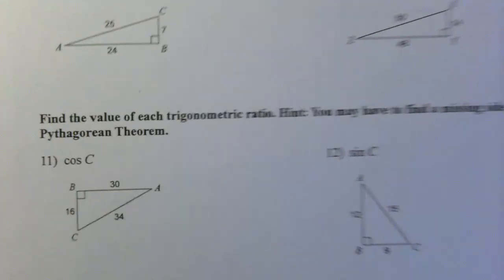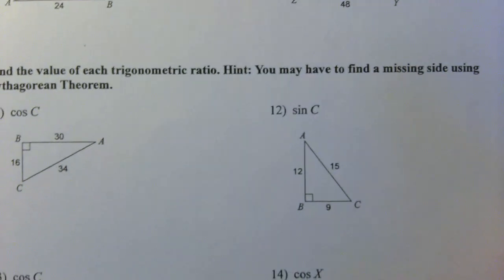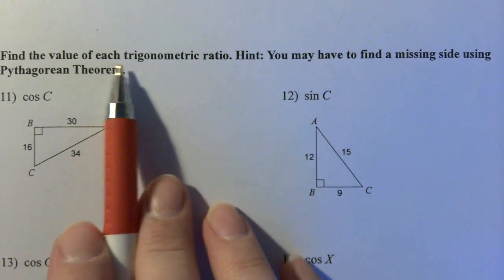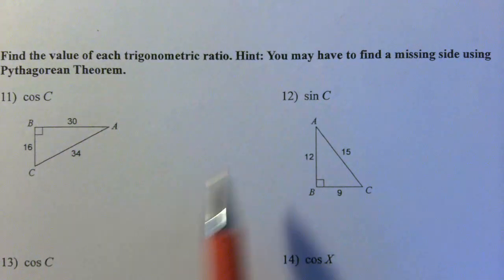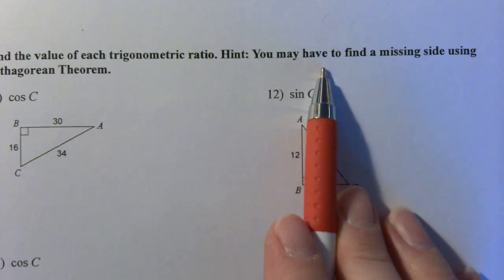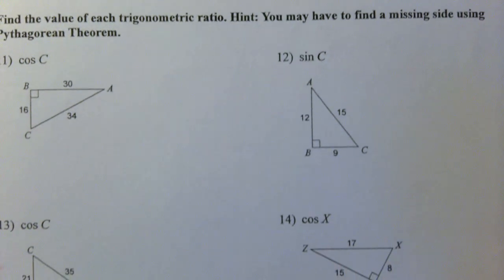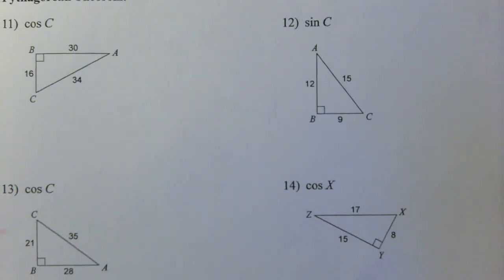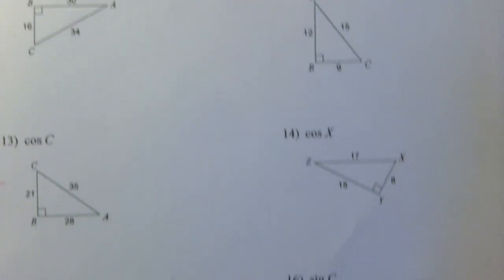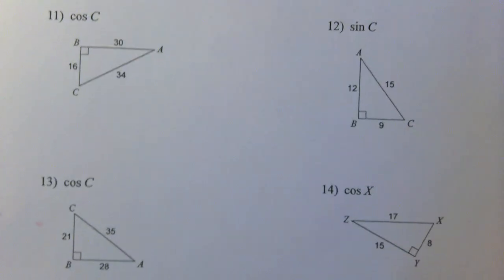Now eventually we're going to find this, and we're going to use the inverse to find what the measure of the angle is. Right now we're focusing on this. Okay, flip it over. Now, I looked at this and I realized that there's no problems like this. It says find the value of each trig ratio, which is the same as the front, and it says you may have to find a missing side using Pythagorean theorem. And then I was looking at these problems. None of them have missing sides. Did you notice that? So everything's given to you, and we're going to have worksheets that aren't.